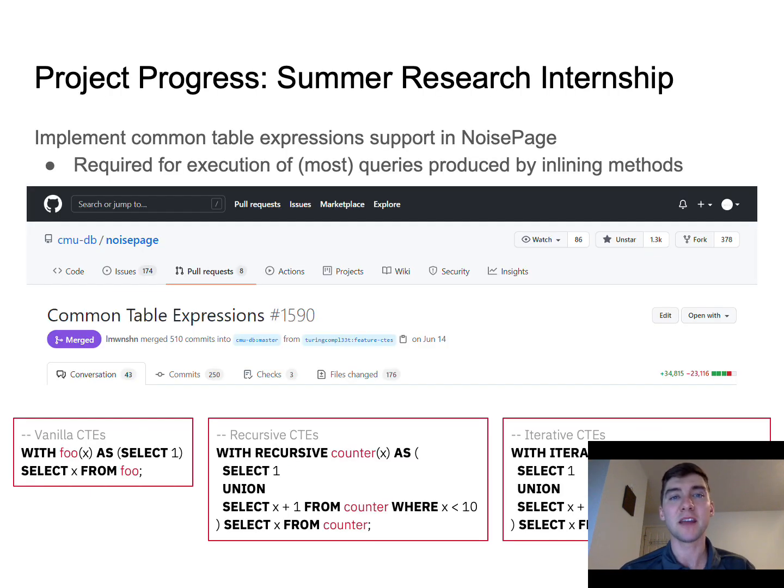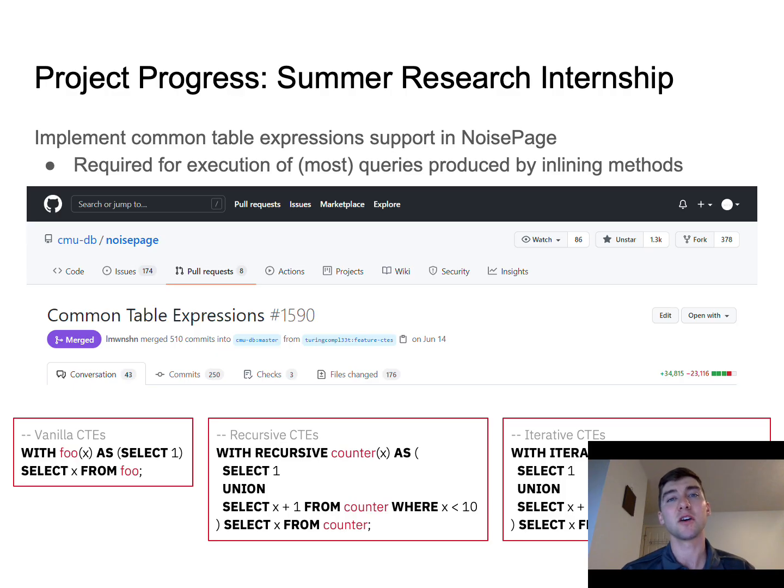This summer, I had the opportunity to continue work on my capstone by pursuing a research internship with the Carnegie Mellon Database Group. During this time, I made progress towards completing my capstone on several fronts. One of these was the implementation of common table expressions in the NoisePage database management system.